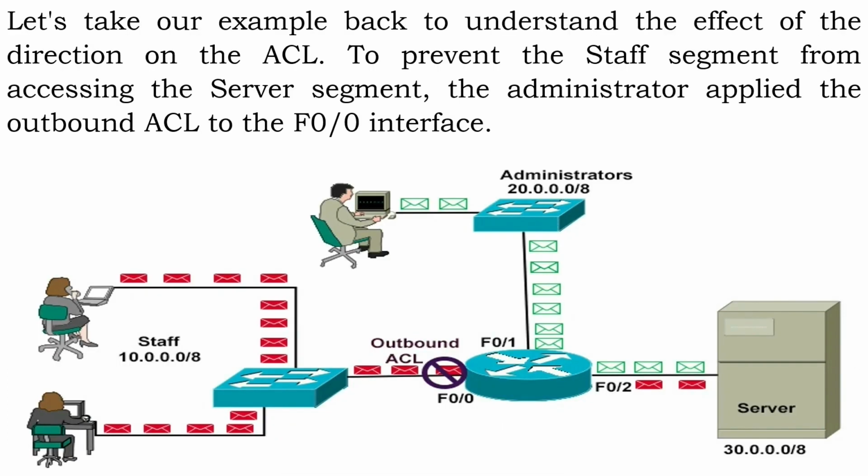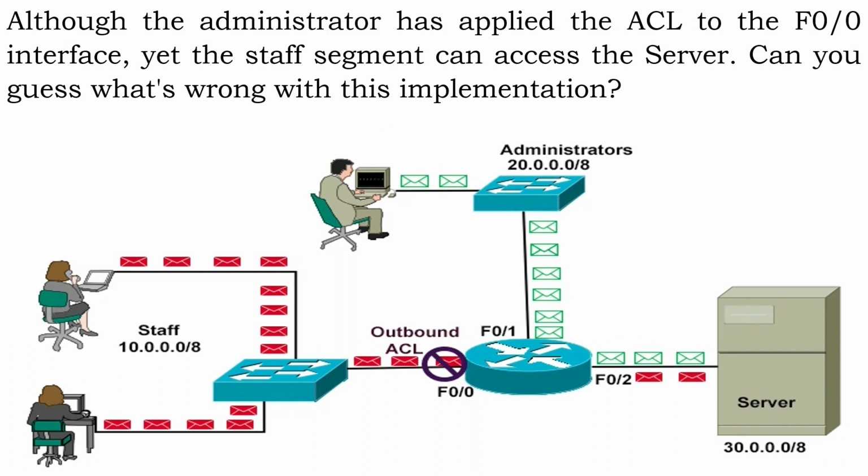Let's take our example back to understand the effect of the direction on the ACL. To prevent the staff segment from accessing the server segment, the administrator applied the outbound ACL to the F0/0 interface. Although the administrator has applied the ACL to the F0/0 interface, yet the staff segment can access the server. Can you guess what's wrong with this implementation?